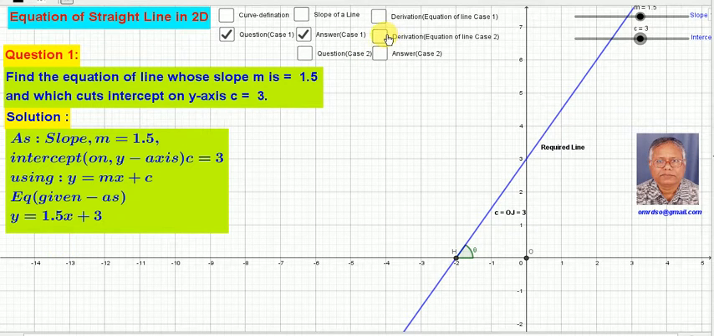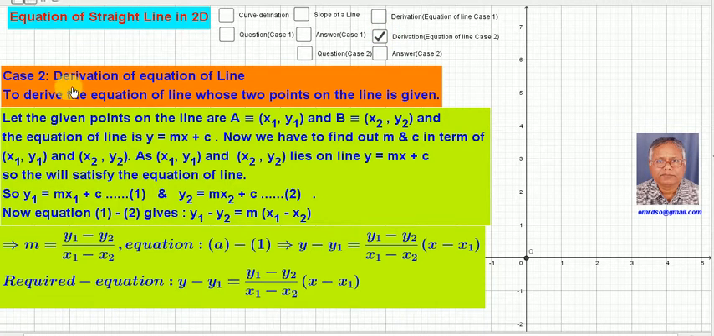Now derivation of the equation of line in second case, when 2 points are there. To derive the equation of line when 2 points on the line are given, how you can get it? So let the given points on line be A is equal to (x1, y1), B is (x2, y2), and the equation of line is given as y is equal to mx plus c. Now we have to find out m and c, because they are not known, so we have to find out how you can get it.